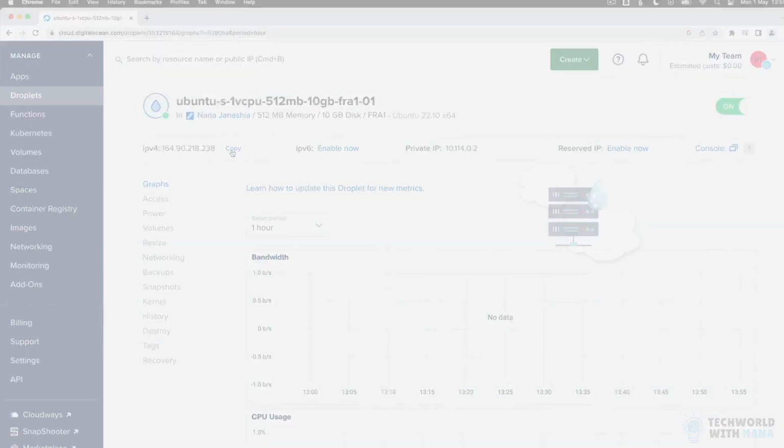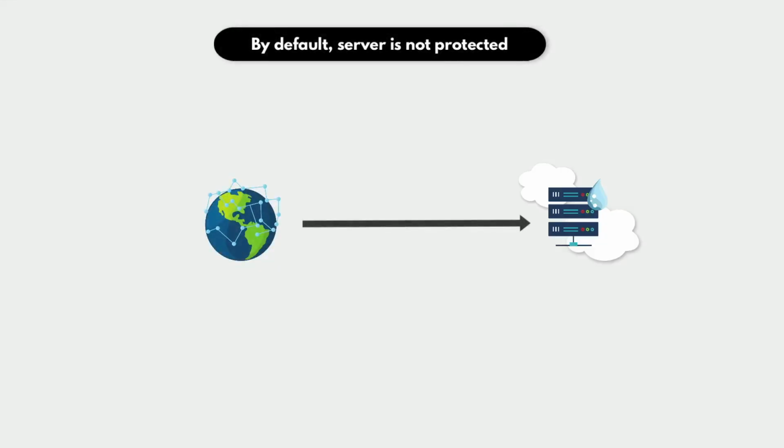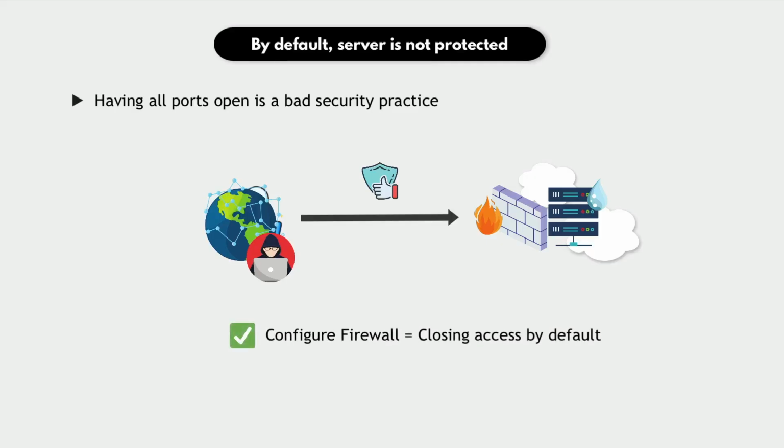However, on DigitalOcean, when we create a server, by default, it is publicly accessible on all ports. So basically, it's not secured by firewall at all, which definitely is a bad security practice. So the first thing we want to do is configure firewall to protect our server. And using firewall configuration, we will then explicitly allow public access on specific ports that we want to expose, like web server, SSH port, and so on. So instead of being open by default, we close access by default and then selectively open ports on which we need access.